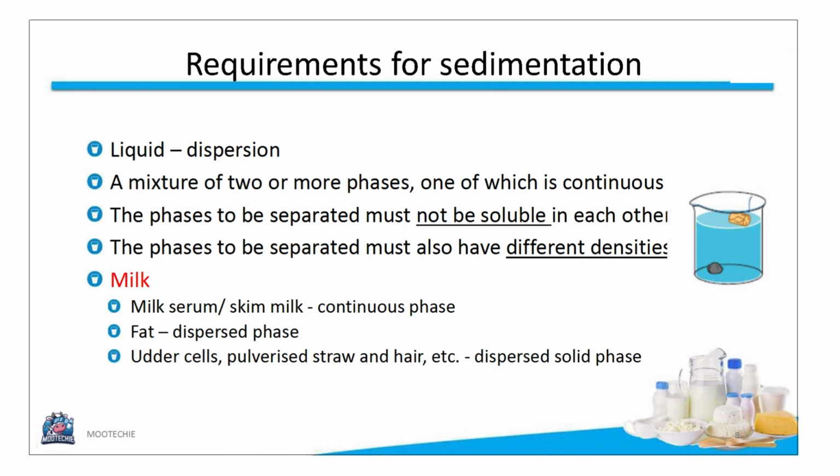There must be a liquid dispersion, which is a mixture of two or more phases, where one is continuous. The phases to be separated must not be soluble in each other. They must also have different densities. In milk, the milk serum or skim milk is the continuous phase. Fat is the dispersed liquid phase. And items like udder cells, pulverized straw, and hair make up the dispersed solid phase.